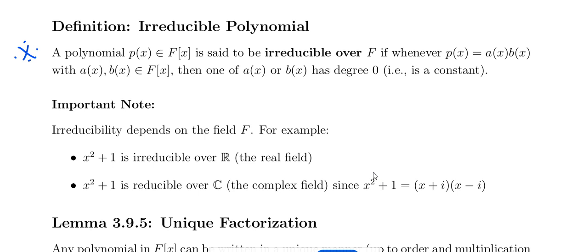If it cannot be factorized, that is called the irreducible polynomial. If it can be factorized, that is called the reducible polynomial. So irreducibility depends on the field. So problems will also be asked based on this.